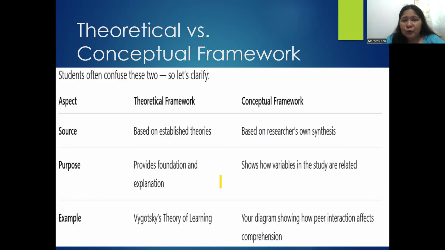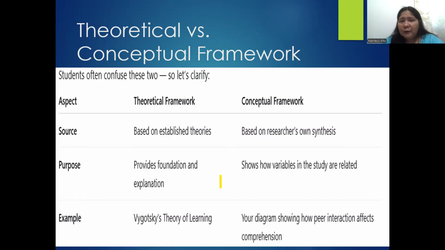For a theoretical framework, the purpose is to provide the academic and scientific foundation of your study, right? So it explains why things happen, and usually it offers a lens for analyzing the results. For example, if your study is about how interaction improves speaking skills, you can use Vygotsky's theory. And Vygotsky's theory explains that learning occurs through social interaction and scaffolding.